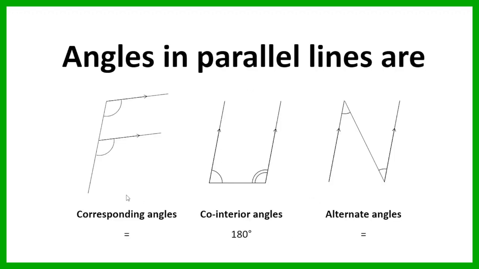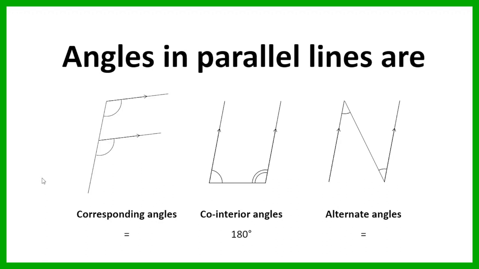Okay, and just then to remind you about the different types of angles we get for parallel lines, we've got our F shape that is made when you have corresponding angles, and corresponding angles are equal to each other. We have the U-shape that is made when we have co-interior angles. And remember, co-interior angles are supplementary, meaning that they add up to 180 degrees. And then we've got the N-shape, which is formed when we have alternate angles, and alternate angles are equal to each other.